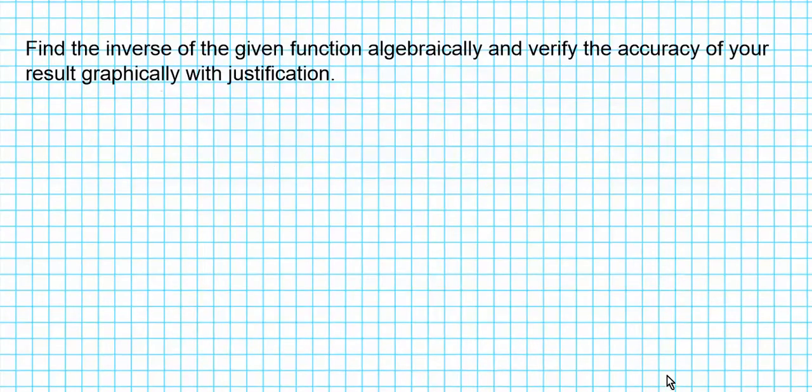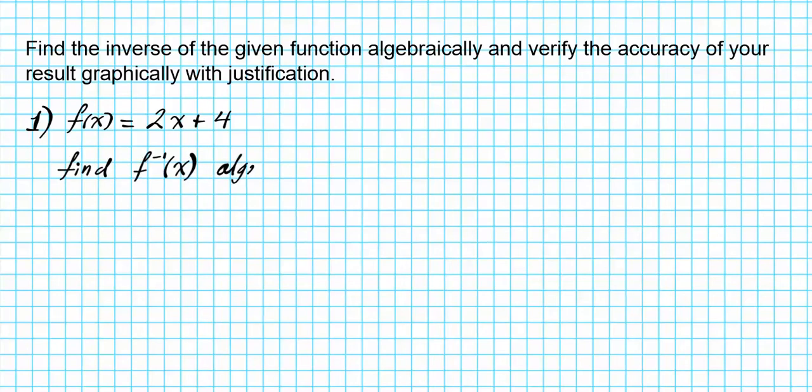and graphically. Okay, so the instructions for the example we're going to be doing today is to find the inverse of the given function algebraically and then verify the accuracy of your results graphically with justification. So let's say for problem number 1, we have the function f of x equals 2x plus 4. The first part involves finding the inverse algebraically. So let's find f inverse of x. That's the notation for the inverse algebraically.